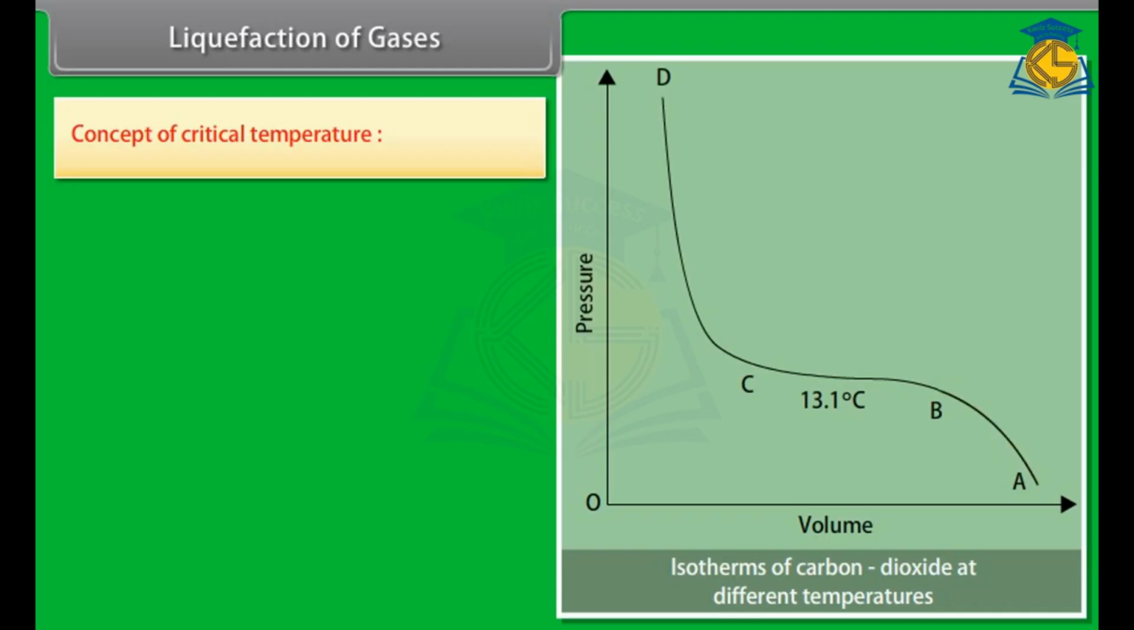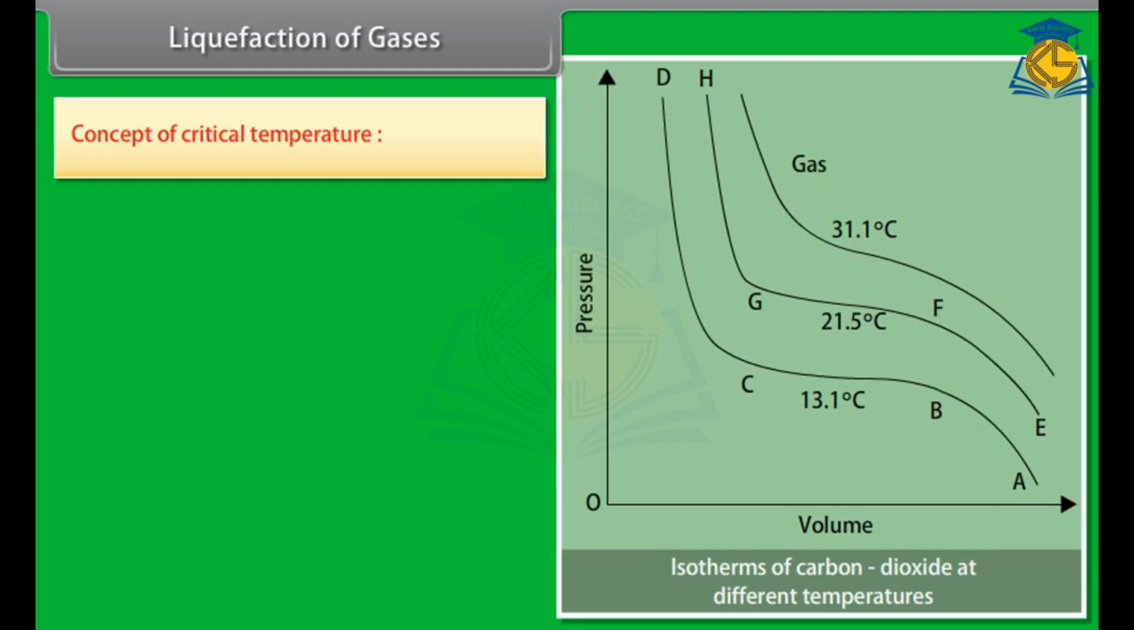Thus, along the portion AB, carbon dioxide exists only as gas, along the portion CD only as liquid, and along the portion BC, the liquid and the vapor are in equilibrium with each other. The isotherm EFGH at 21.5 degrees Celsius is similar to that at 13.1 degrees Celsius, except that the horizontal portion over which liquefaction occurs is shorter. In the isotherms above 31.1 degrees Celsius, the horizontal portion completely disappears.